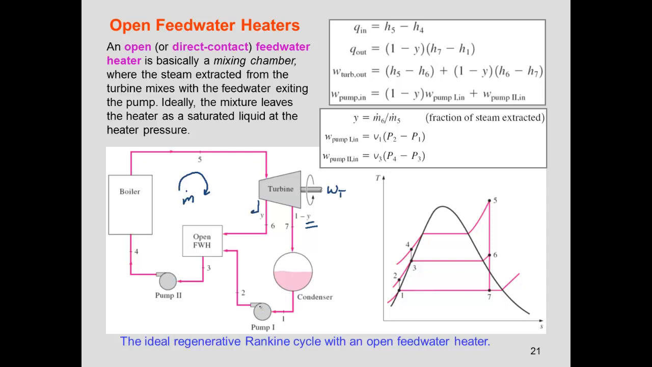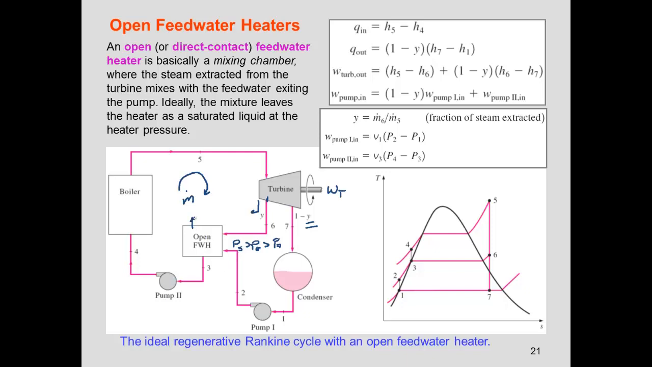This pump is not going to increase the pressure to the boiler pressure, but it's going to increase it to the pressure of the steam that we extracted. Okay, this pressure here, pressure 6, is greater than pressure 7, which is the extraction, the condenser, but is less than pressure 5, which is the pressure of the boiler.